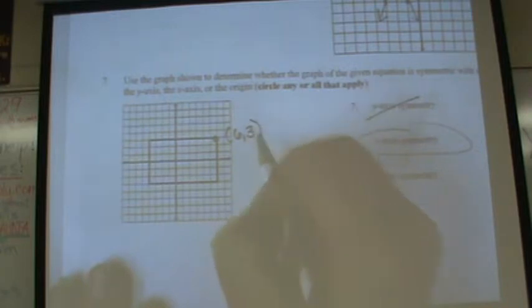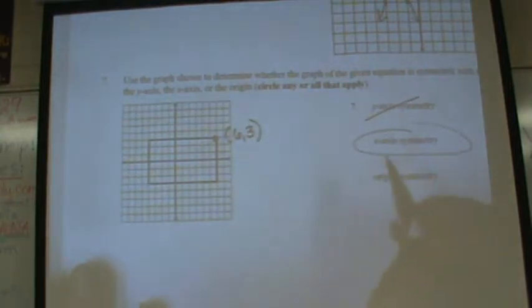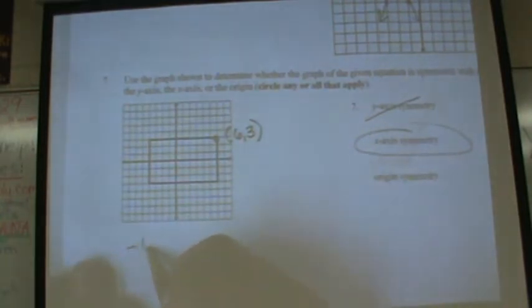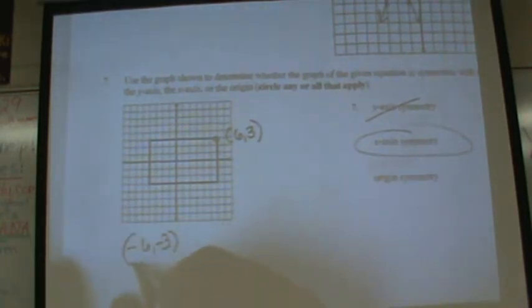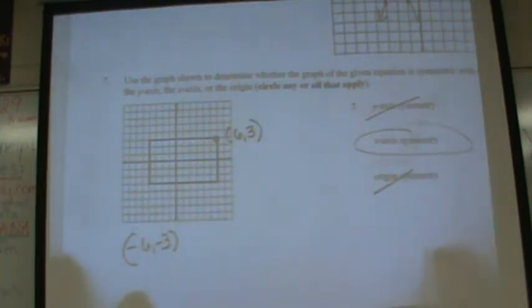For origin symmetry, what you're going to do is look at, if you were to draw a line through one point, through the origin, to the next point, you would not get an equal segment here. The other way you could do this is, I look at this point. This ordered pair is 6, 3. If a graph has symmetry to the origin, if 6, 3 is on the graph, then -6, -3 would be on the graph. And obviously -6, -3 is not, so it does not have symmetry to the origin.